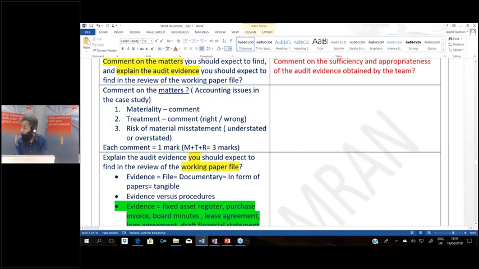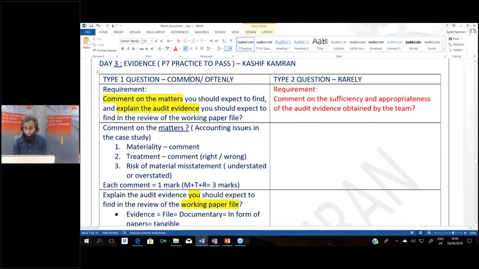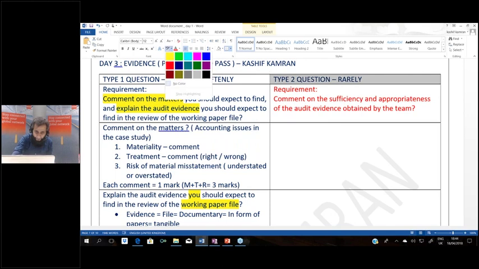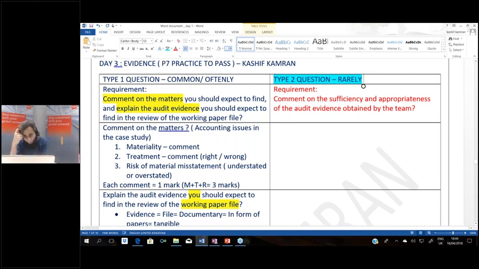Okay, now I'm shifting to column 2, right? Column 2 is the type 2 question, and the type 2 question comes very rarely in the past paper. But if it does come, please be prepared for it. Let me change the color, otherwise you will get distracted. Okay, let's bring it to blue. Type 2: comment on the sufficiency.